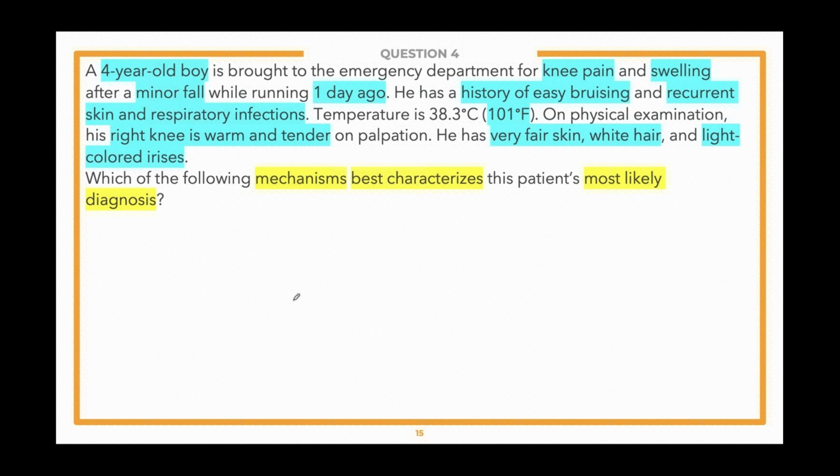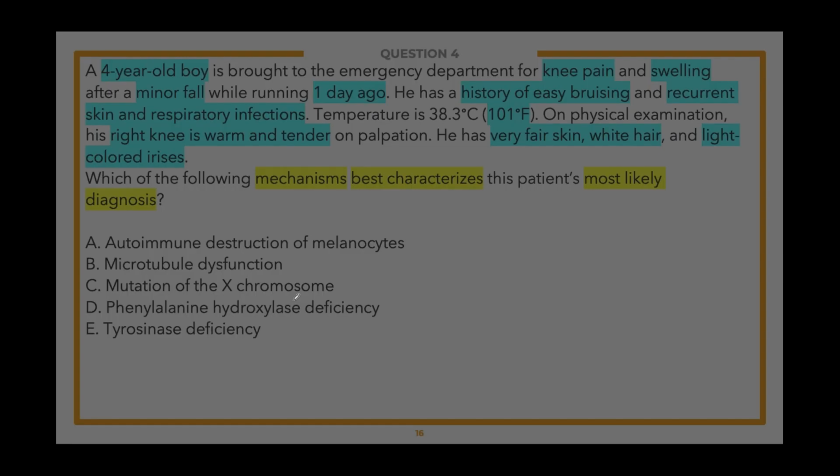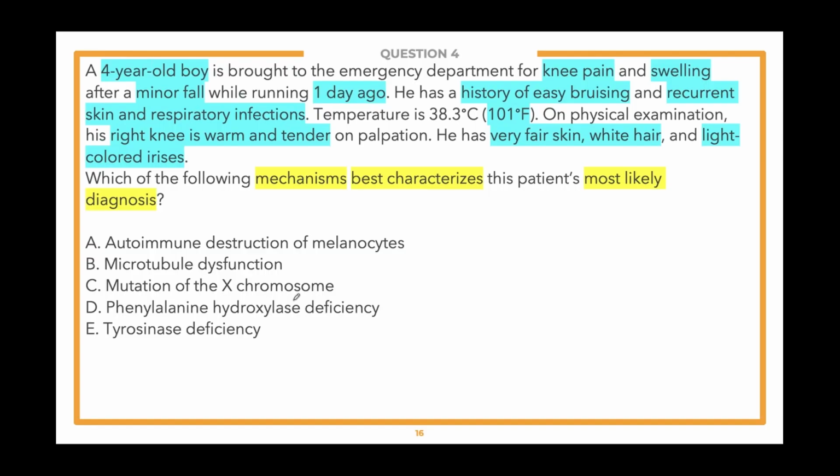So then they're asking us about what mechanism best characterizes the most likely diagnosis. So I think we've got a couple steps here. One, we've got to figure out what is the most likely diagnosis, and then two, what is the mechanism or pathophysiology of that diagnosis. So I think we've got another two-step question here. So once again, let's take a look at those answer choices, and we're going to start at the bottom and work our way up to the top.